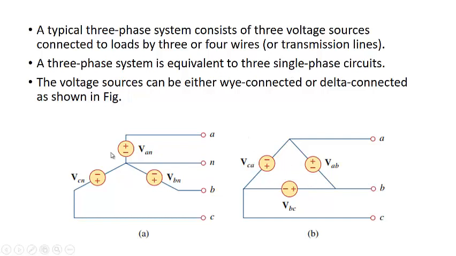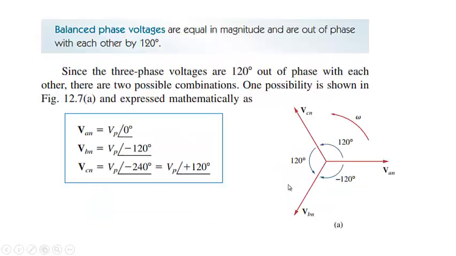So there are two configurations of the source in case of three-phase system. We have three-phase four-wire system, that is star connected system or Y connected system, or we may have a delta connected system. A three-phase system is equivalent to three single-phase circuits, and the voltage source can be either connected in Y or delta, as shown in these figures.